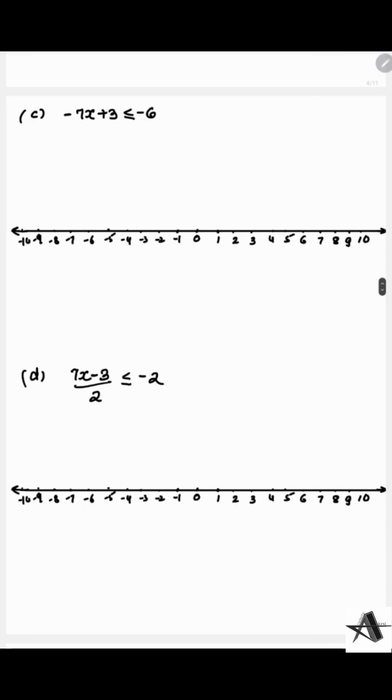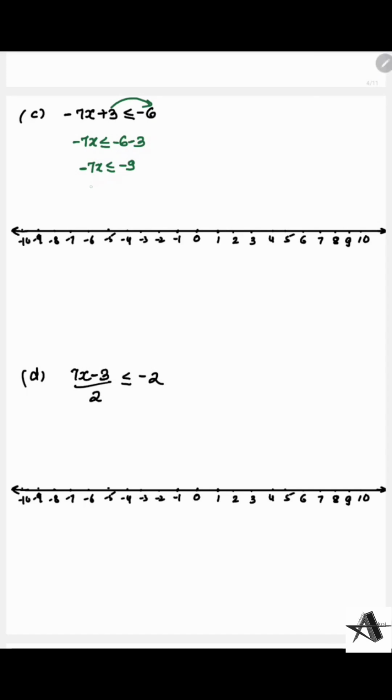Negative 7x plus 3 less than or equal to negative 6. Same, I'll do the transposition. Let me transpose it. It will be negative 7x less than or equal to negative 6 minus 3. Negative 7x less than or equal to negative 9. And then divide both the sides by negative 7, because the important thing is we have to remove the negative sign as well.